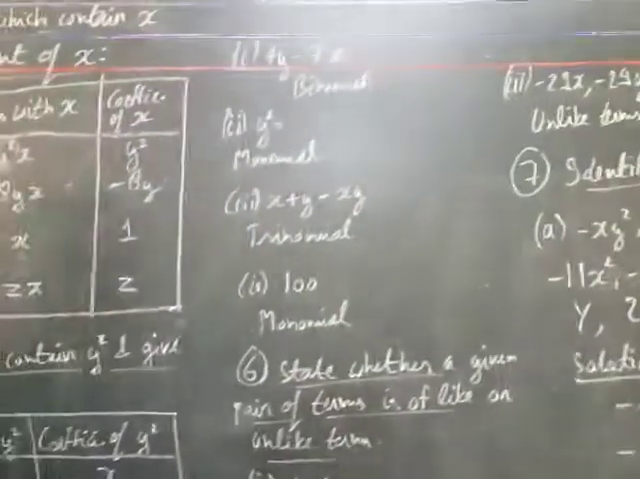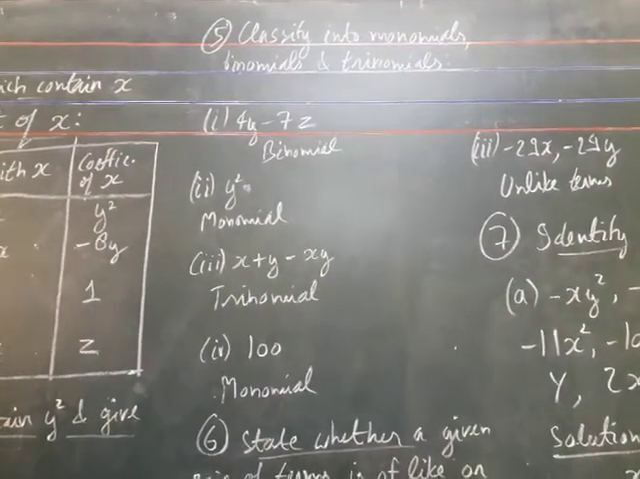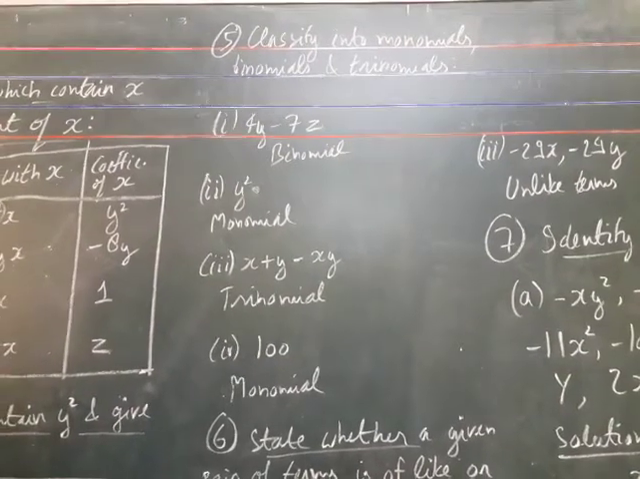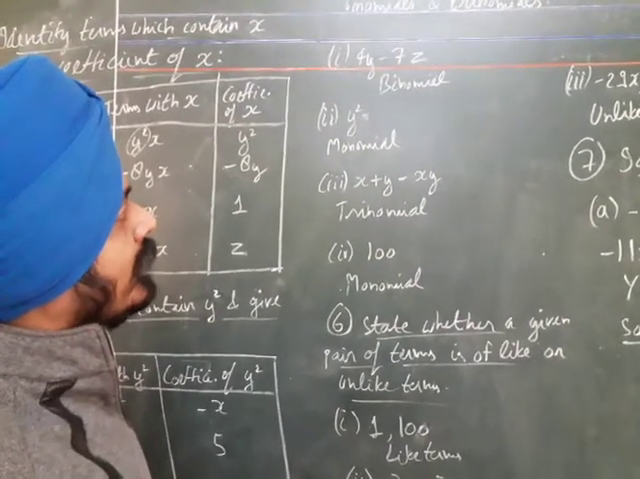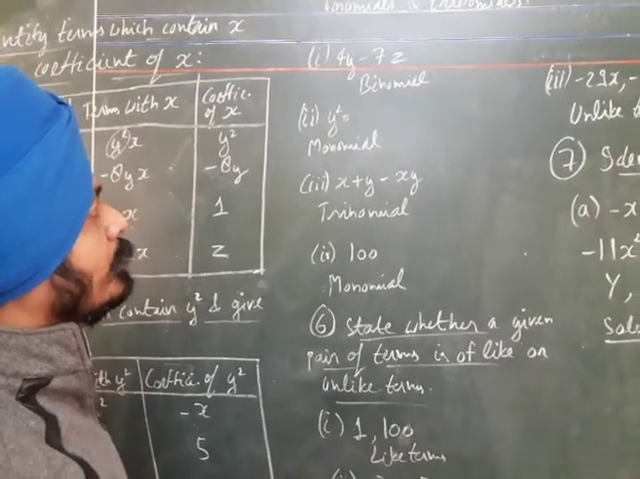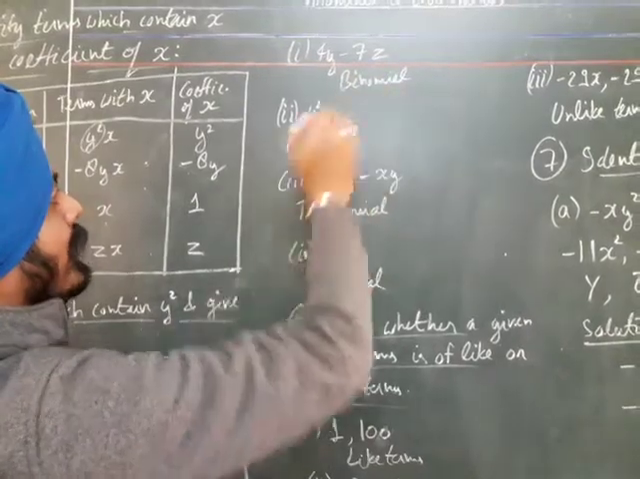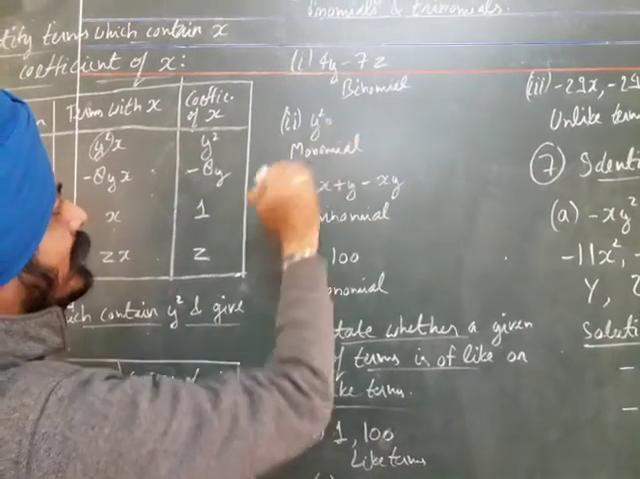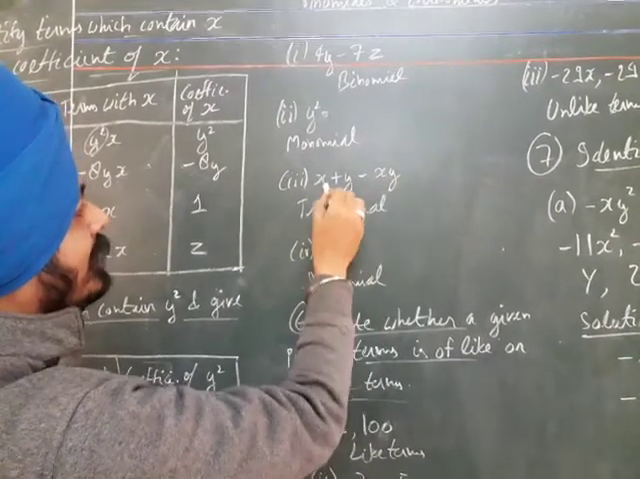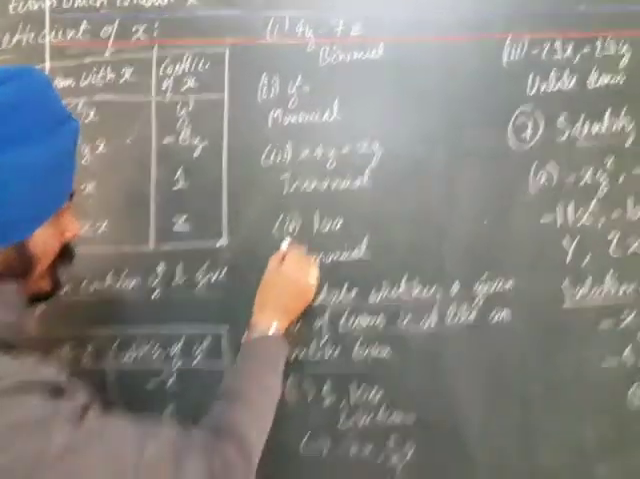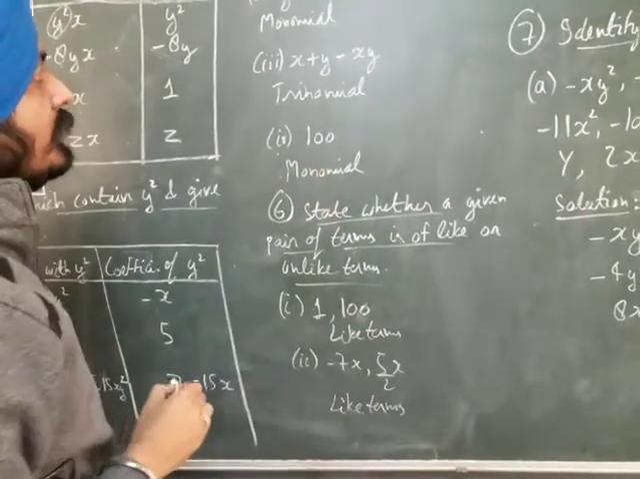Now students see fifth question. You have to classify into monomial, binomial and trinomial. In this you should know that an algebraic expression which contains two terms is known as binomial, which contains one term is known as monomial, and which contains three terms is known as trinomial. So see first part 4y minus 7z, two terms are there, so it is binomial. Second part y square, only a single term, so it is monomial. Third part x plus y minus xy, you can see three terms are there, so trinomial. Fourth part 100, single term, so it is monomial. Remaining parts of this question you have to try yourself.